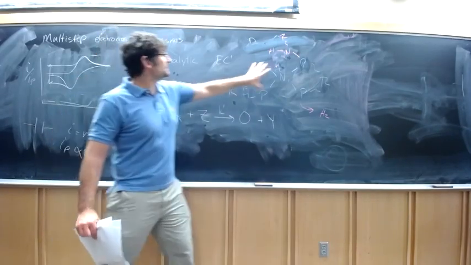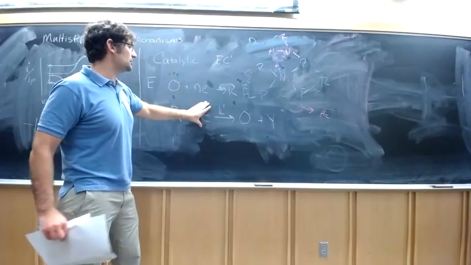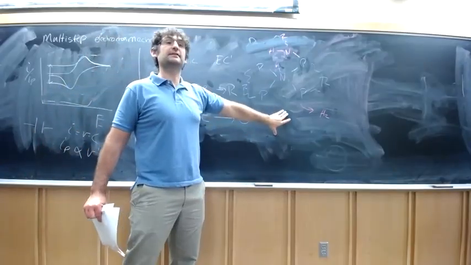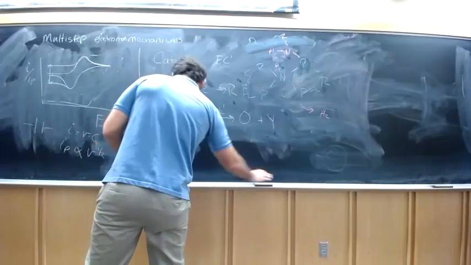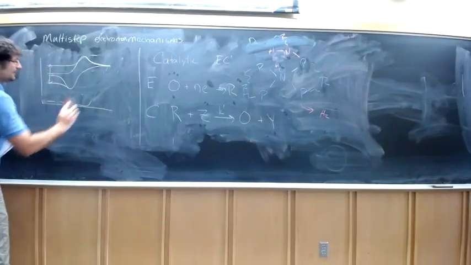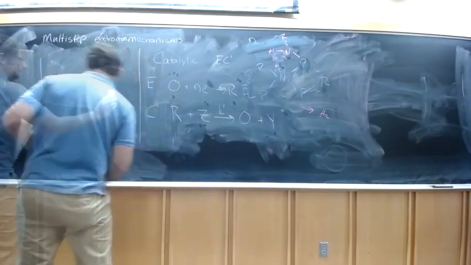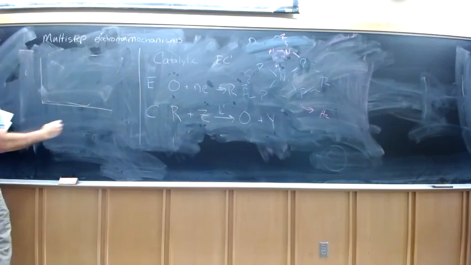But you can reduce this catalyst, which can then react with protons to make H2. That's why it's a catalyst. That's an example of an electrocatalytic reaction. What you see in the voltammetry, just as an example, I, E.